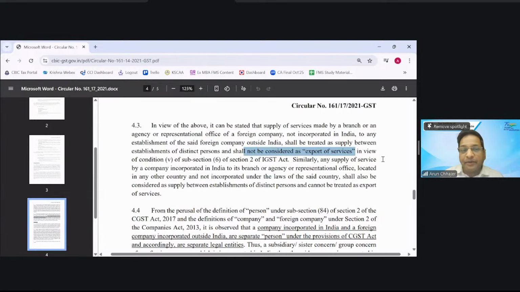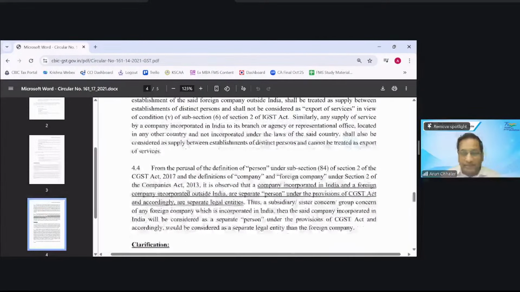Similarly, any supply of the service by the company incorporated in India to its branch, agency, or the representational office located in any other country, not in... See, they are giving the focus on not incorporated under the law. They are giving the focus on not incorporated under any other law of that country or in India, not incorporated in India. Correct? So they are giving the reference. Shall also be the same answer.